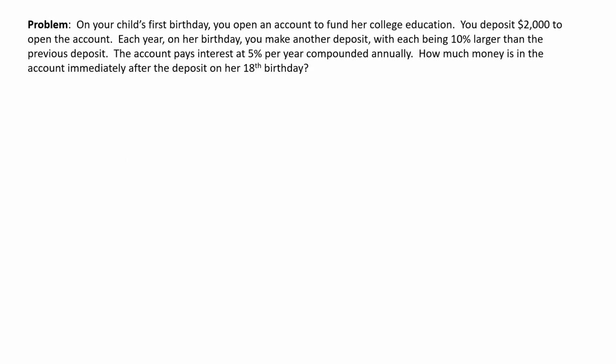Problem. On your child's first birthday, you open an account to fund her college education. You're a good boy. You deposit $2,000 to open the account. Each year on her birthday, you make another deposit, with each being 10% larger than the previous deposit. The account pays interest at 5% per year, compounded annually. So how much money is in the account immediately after the deposit on her 18th birthday?